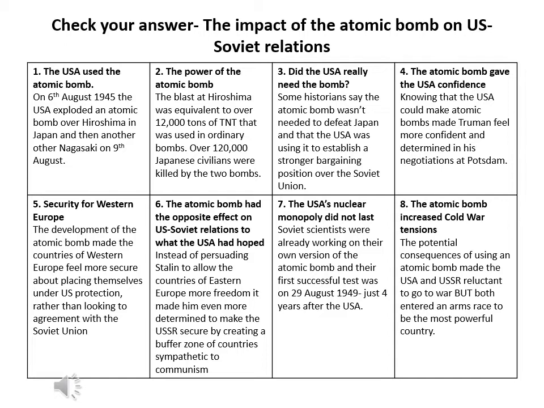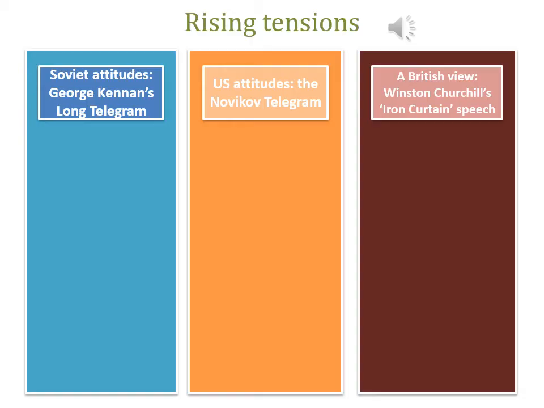So the potential consequences of using an atomic bomb made the USA and USSR reluctant to go to war, but also the impact was that both sides entered an arms race to be the most powerful country. So we're going to see how these tensions continue to rise.